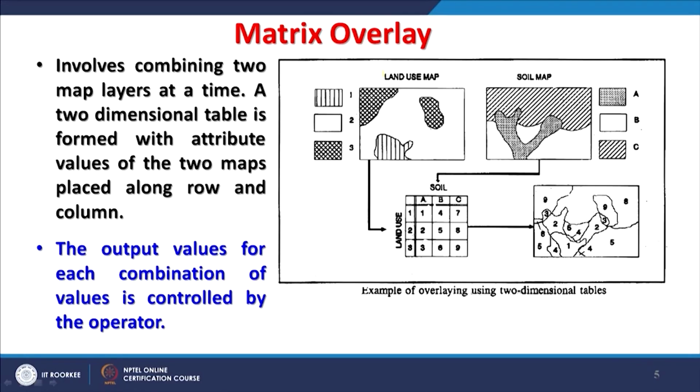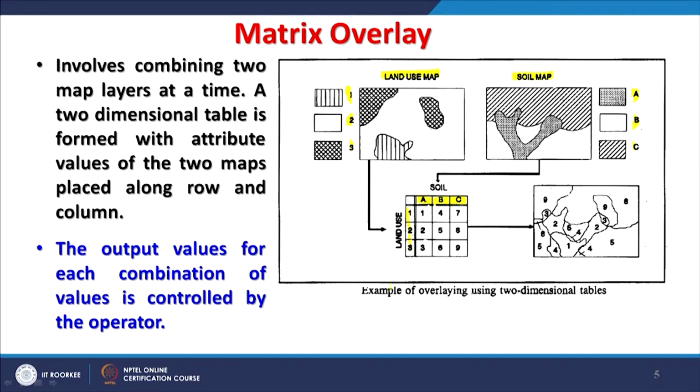Here again is a land use map and a soil map, with 3 categories in the land use and 3 categories in the soil map. When these two are subjected to a two-dimensional table, the soil attributes come as columns and the land use attributes come as rows.